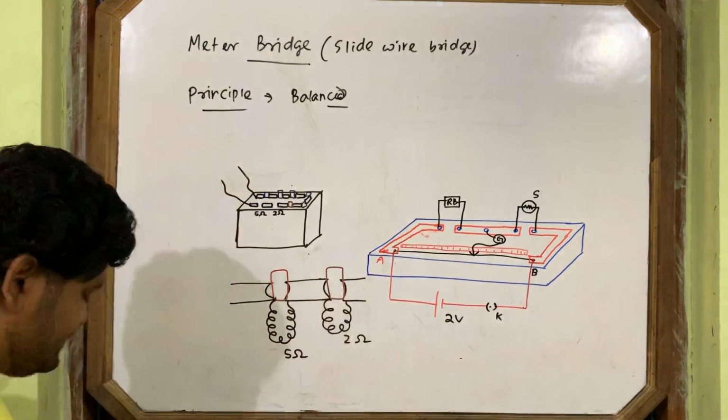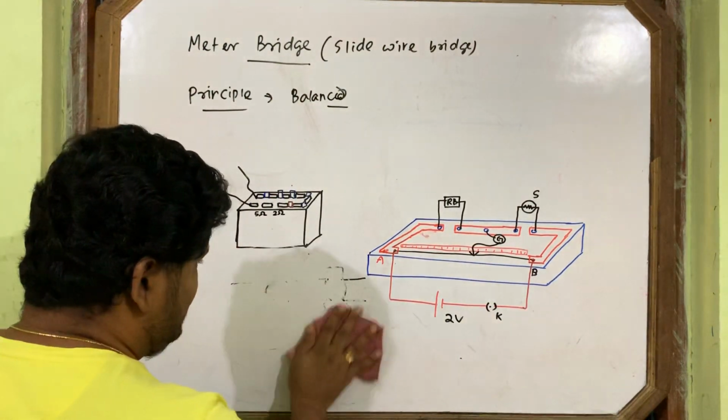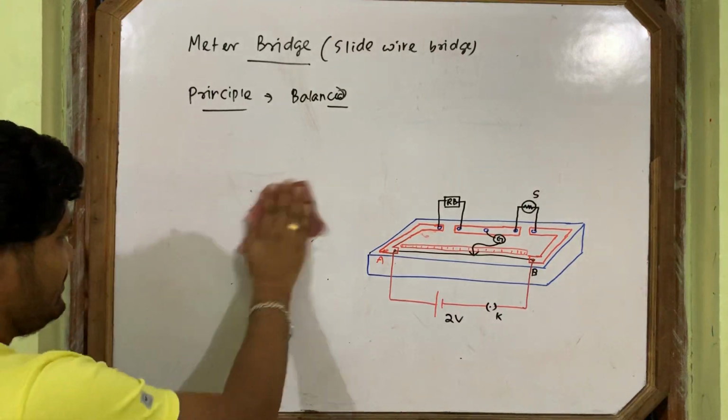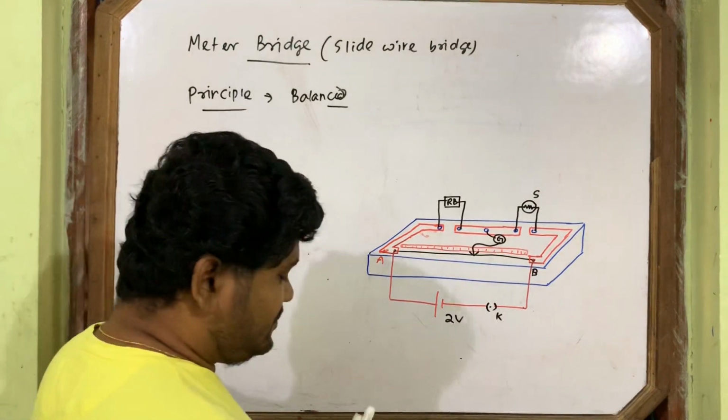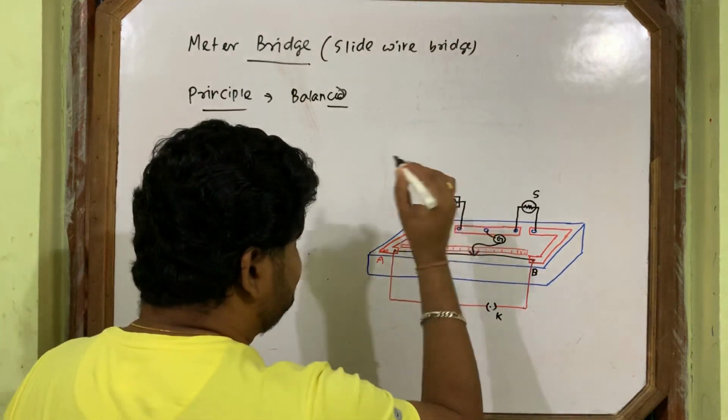Understand? So this is the principle of a resistance box. Now we come to our meter bridge. Now see what happens in the meter bridge. So you apply some resistance here. Suppose you apply the resistance R here.